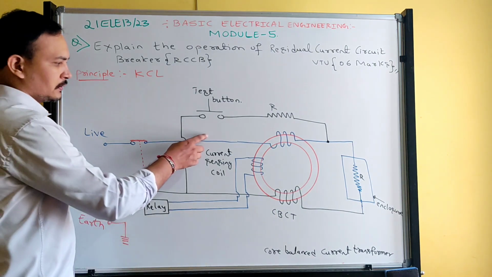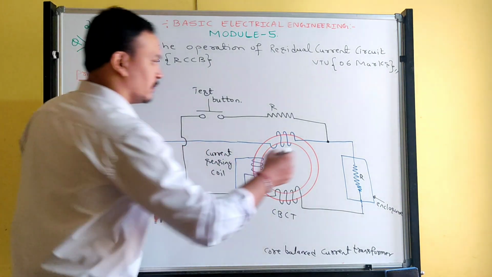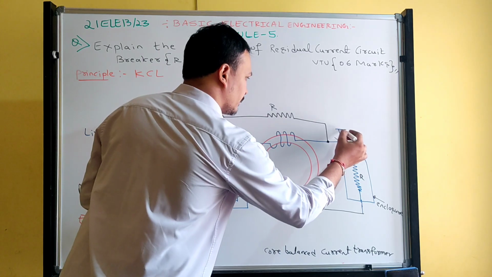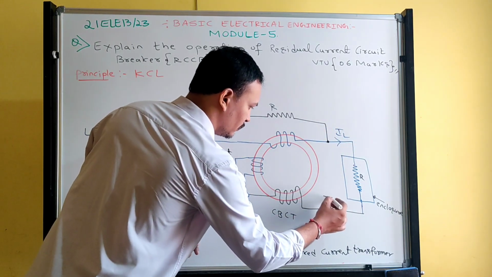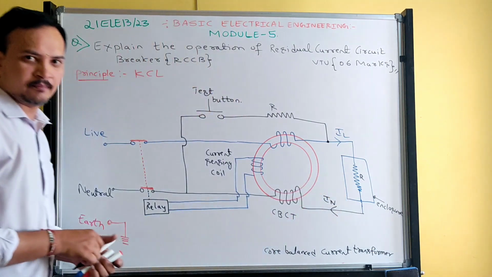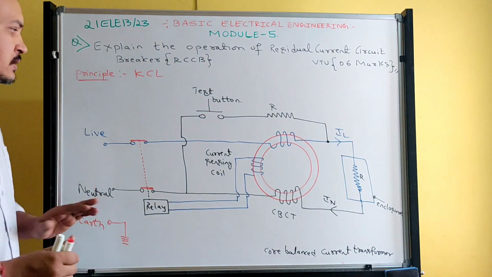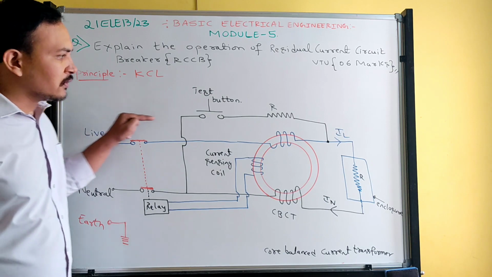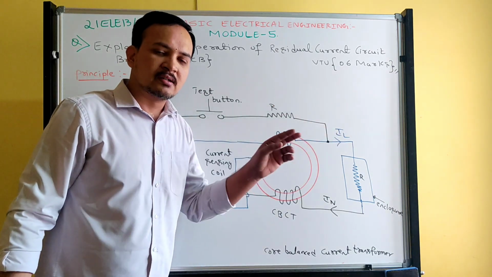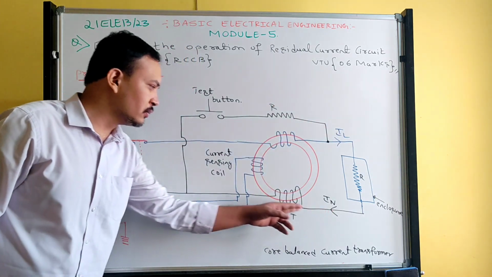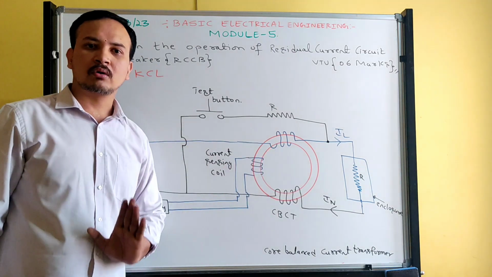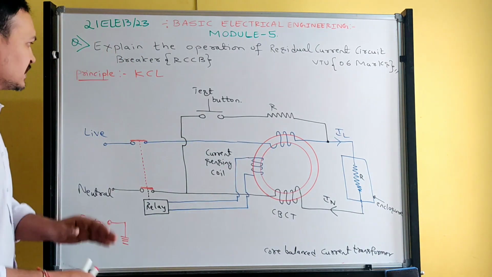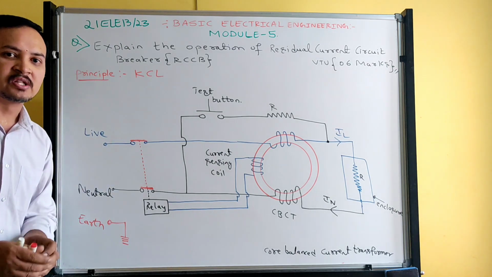So the current flowing in the line, that is IL, and the current flowing in the neutral, that is also IL. Under normal working condition, whatever current flows in the line conductor, the same current will flow in the neutral conductor. So incoming current is equal to outgoing current.